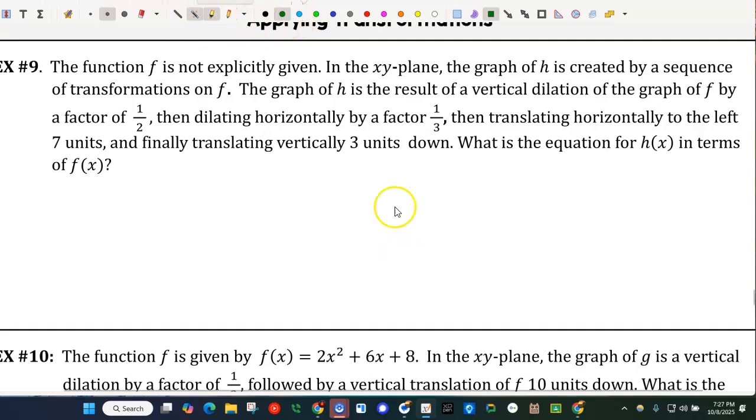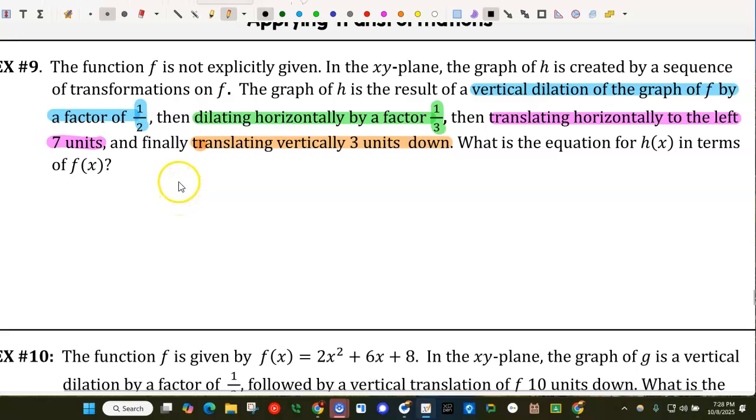I'm going to do some highlighting. All right, so we have a function, right? We have a vertical dilation right here by a factor of a half, right? And we have a horizontal dilation by a factor of a third. And then we're going to translate horizontally to the left 7 units. And then lastly, we're going to translate 3 units down. All right, so let me draw a generic equation like we had before.